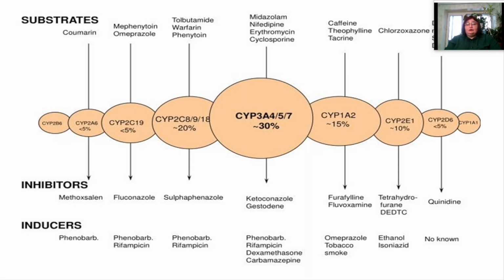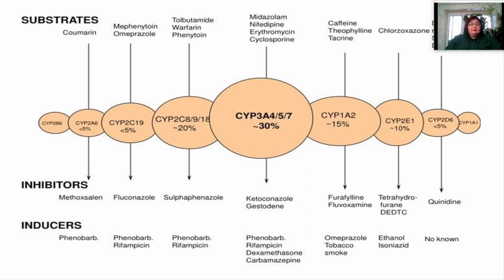And you see that the majority of problems occur when we're talking about changes in the activity of cytochrome P3A4/5/7. When we're talking about substrates, the drugs are midazolam, nifedipine, erythromycin, and cyclosporin. Inhibitors of cytochrome 3A4/5/7 are ketoconazole and cimetidine. And inducers of cytochrome 3A4/5/7 are phenobarbital, rifampicin, dexamethasone, and carbamazepine.